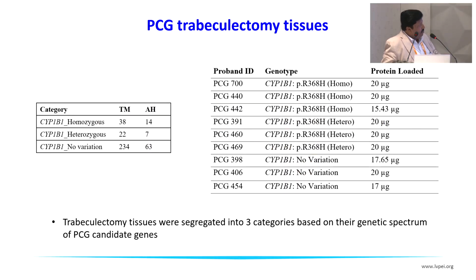We then took to proteomics. Based on the genetics, we categorized the cases into homozygous, heterozygous, and those without variations in CYP1B1.